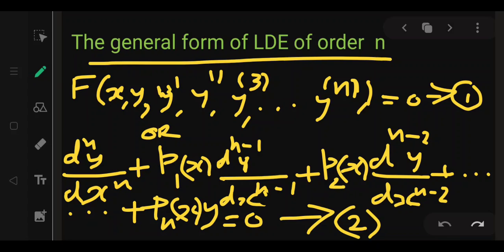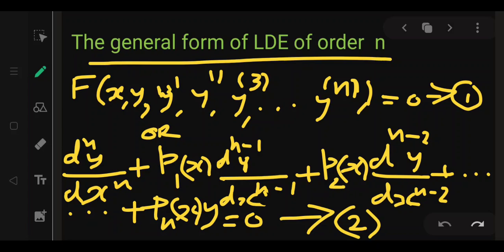Now, what is the general form of a linear differential equation of order n? It can be expressed implicitly as some function of x, y, y', y'', y''', etc., up to the nth derivative y^(n), equal to 0. Here x is the independent variable, y is the dependent variable, and y', y'', etc. are the corresponding derivatives.